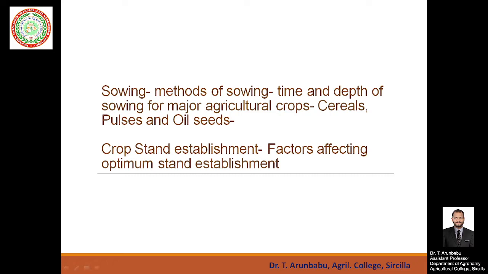Coming to the next lecture, that is lecture number 6: sowing, methods of sowing, time and depth of sowing for major agricultural crops, that is cereals, pulses and oil seeds, and what is crop stand establishment, and what are the factors that influence optimum crop stand establishment.